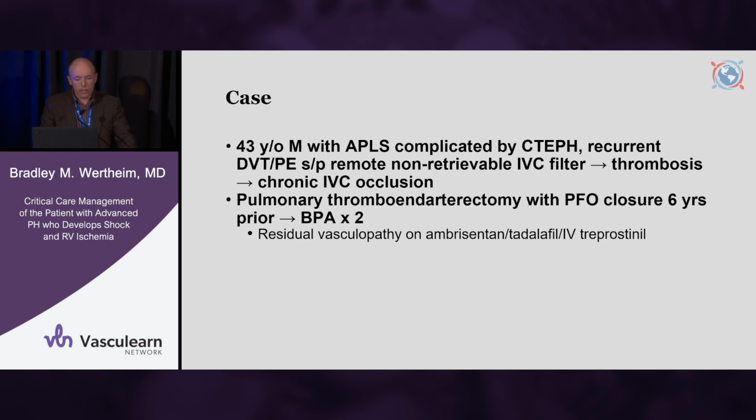The patient has been treated surgically with a pulmonary thromboendarterectomy and also had PFO closure at that time. And that was 6 years prior to the current presentation. He has had multiple sessions of balloon pulmonary angioplasty for residual precapillary pulmonary hypertension, and was ultimately managed, due to impaired functional status and him being still a young man, aggressively with ambrisentan, tadalafil, and IV treprostinil to manage the residual pulmonary vasculopathy on top of his background anticoagulation.